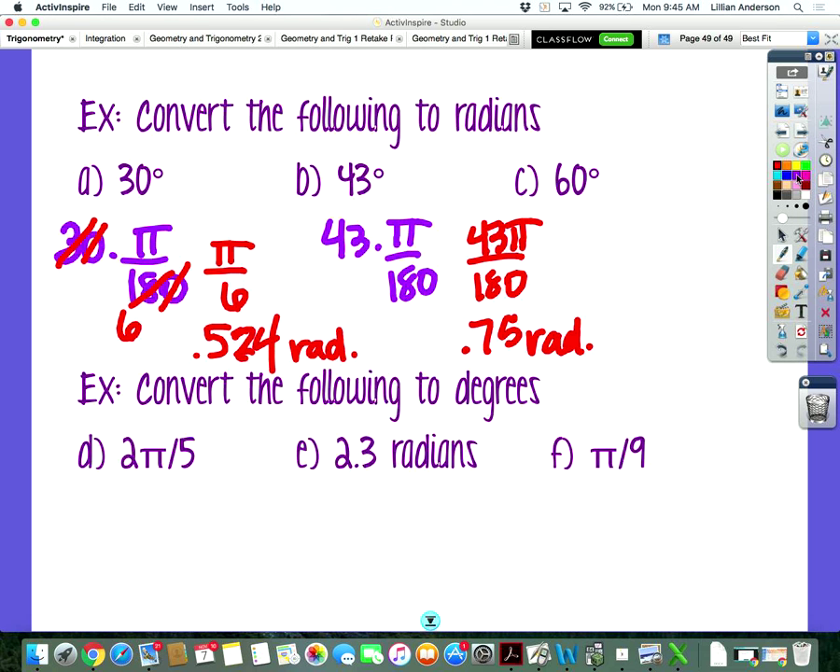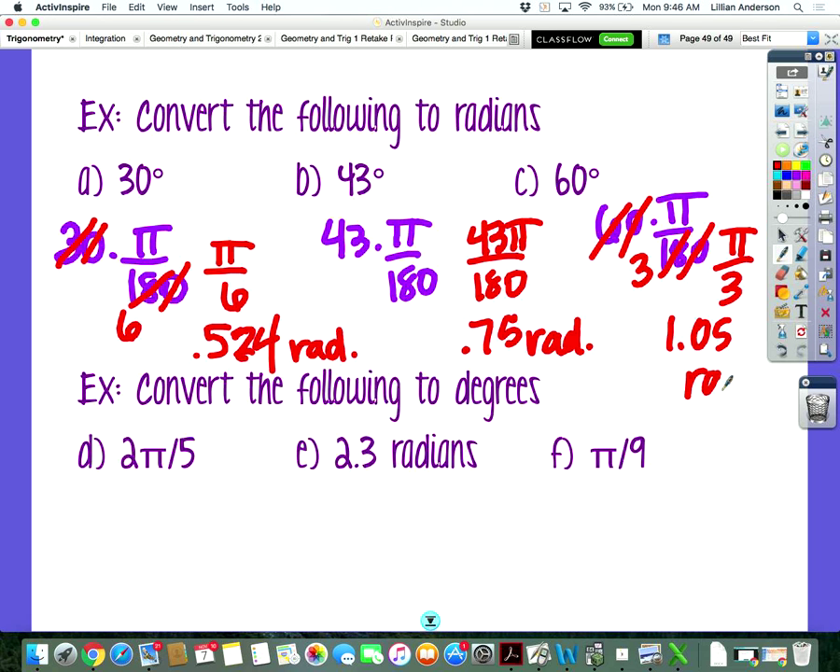Okay? And then 60, you multiply that by pi over 180. And that is just pi over 3. 6 goes into 18 3 times, so that is just pi over 3 radians, or 1.05 radians. I see everyone's typing, maybe just double checking.